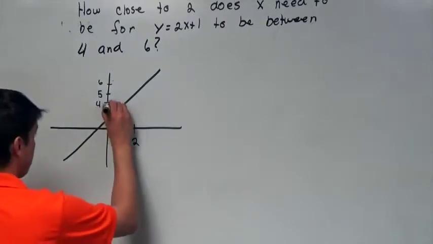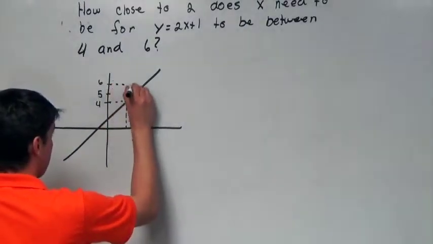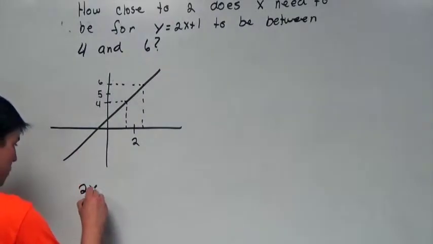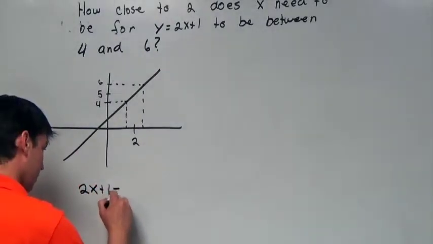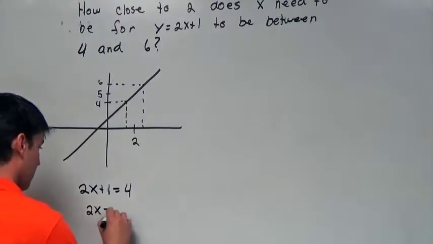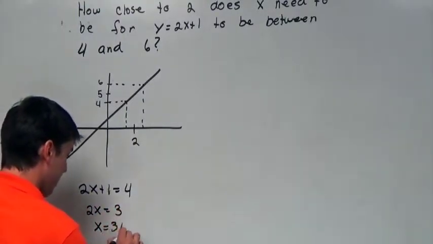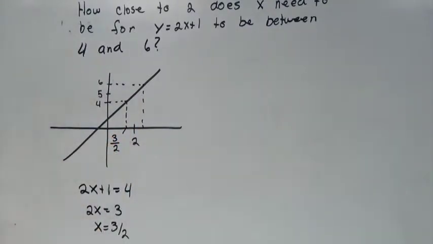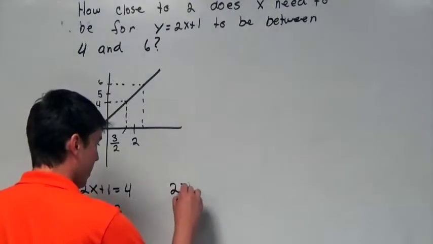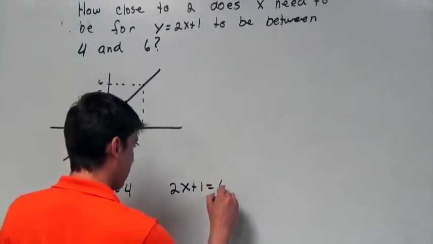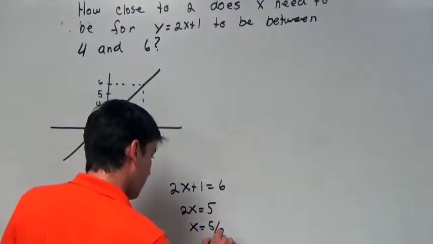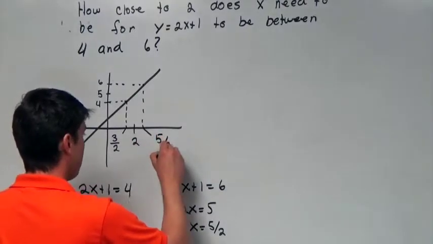Well, let's see. We need to know now what values of x bring us to 4 and what values of x bring us to 6. So simply solve. What value of x makes our function 4? That would be 3 halves. So this has an x coordinate of 3 halves. What value of x will bring our function to 6? That would be 5 halves.